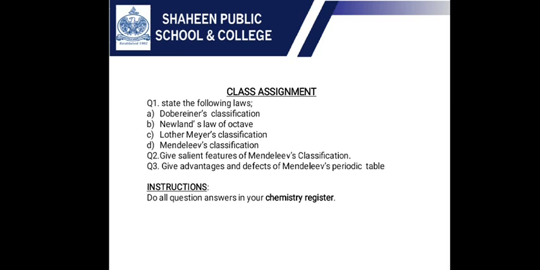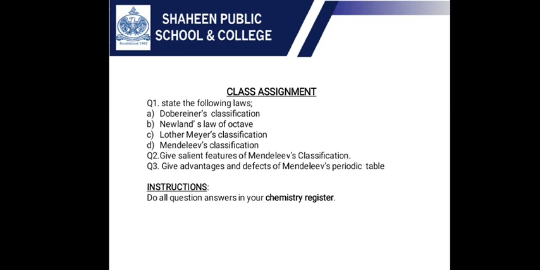Question number 1, part 3, Lothar Meyer's classification. In 1869, Lothar Meyer arranged 56 discovered elements in his periodic table. His law states that the arrangement of elements is the periodicity of their atomic volumes and atomic masses.